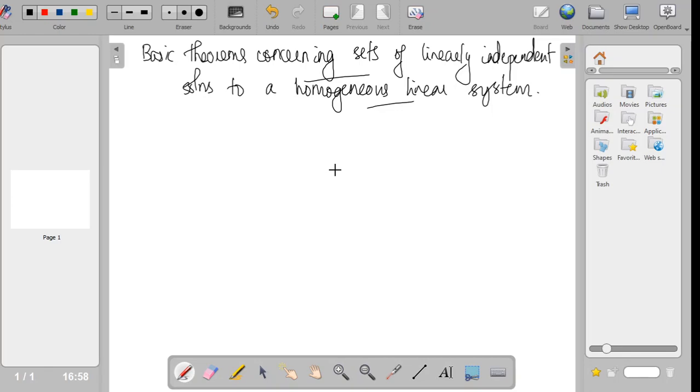Okay. So in differential equations we have seen a few basic theorems. Say, for example, if you have a differential equation of the form a0 y'' plus a1(x) y' plus a2(x) y equal to 0. So this is a second order homogeneous equation.